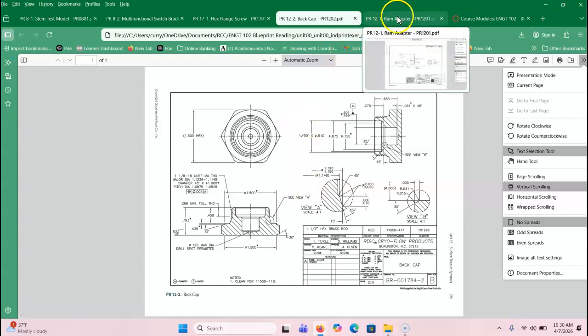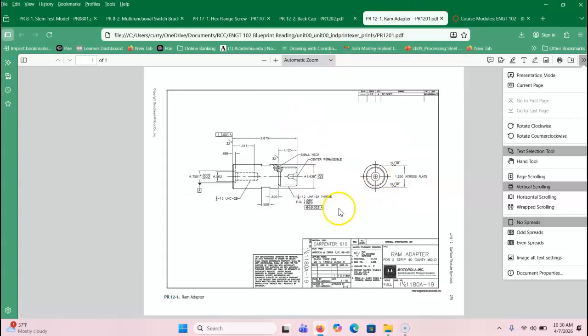Let's go on to the next and the last one that we'll follow up on. This is what they're calling the RAM adapter, from chapter 12. There are two threads on this one. We have an internal thread right here. Notice this is calling for a half 13 UNC, a Unified National Coarse, half-inch diameter, 13 threads per inch. This is a Class 2B fit. Notice this is the 2B. The B again represents the internal thread. You can see how the thread is shown and represented.